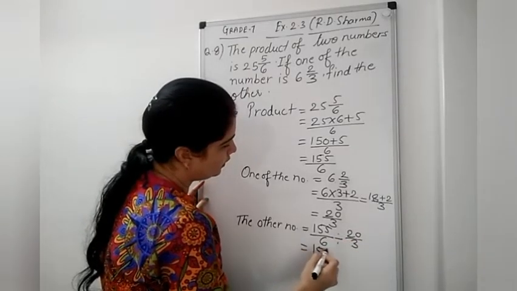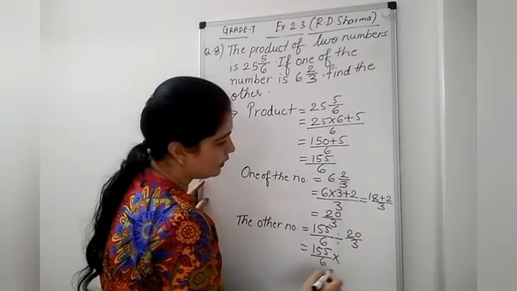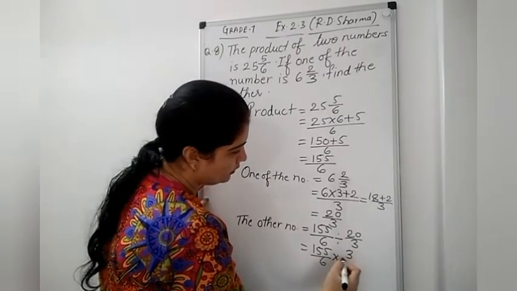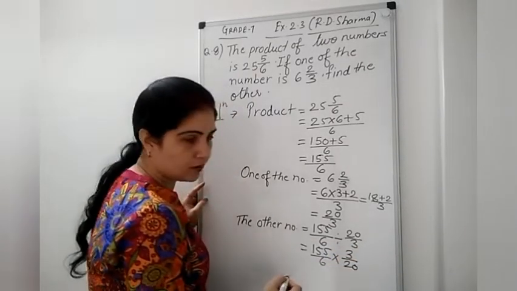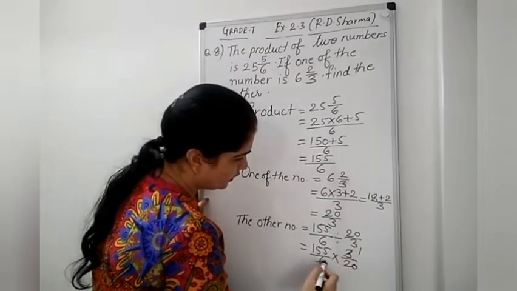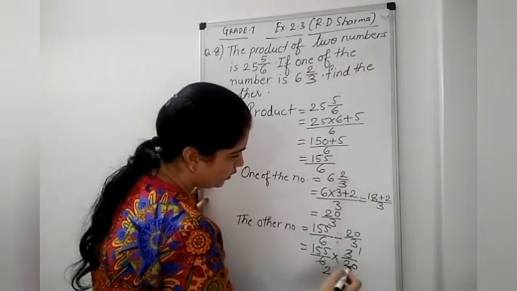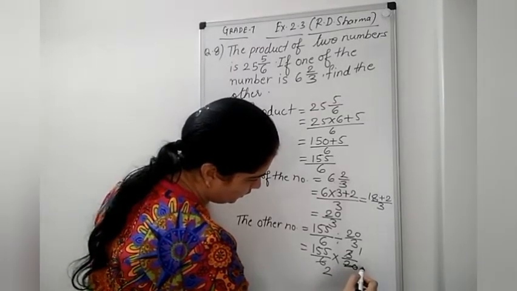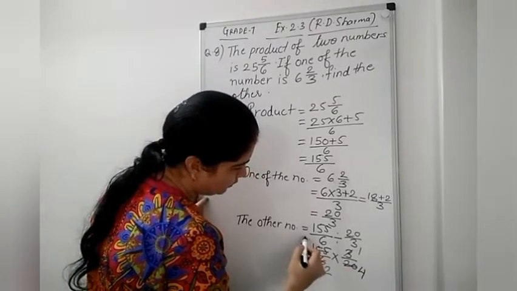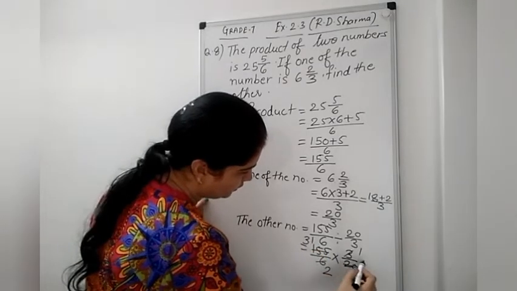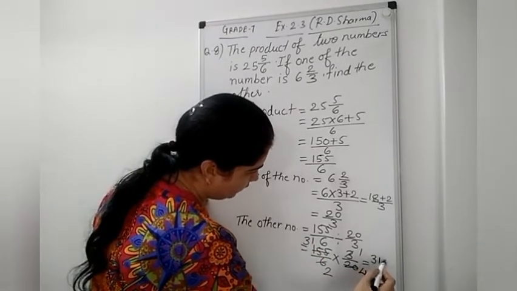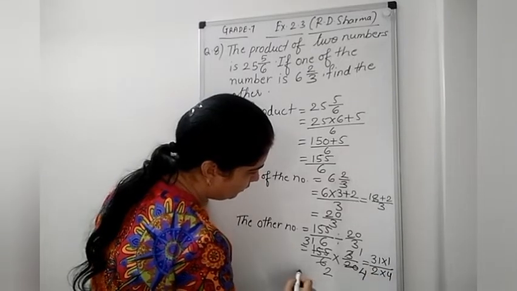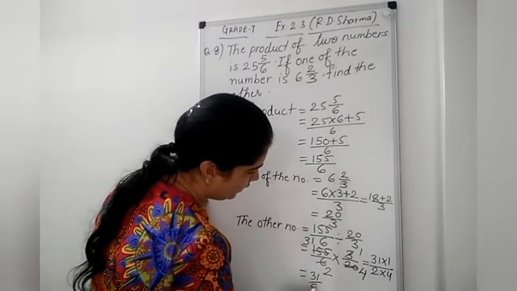Now we will convert the division sign to multiplication and take the reciprocal of this fraction. So it will be 3 upon 20. Now 3 ones are 3, 3 twos are 6. They both are also multiples of 5. 5 is a factor of both numbers. 5 fours are 20, 5 threes are 15, 5 ones are 1. So here you will get 31 multiplied by 1 by 2 multiplied by 4, which means 31 upon 8.